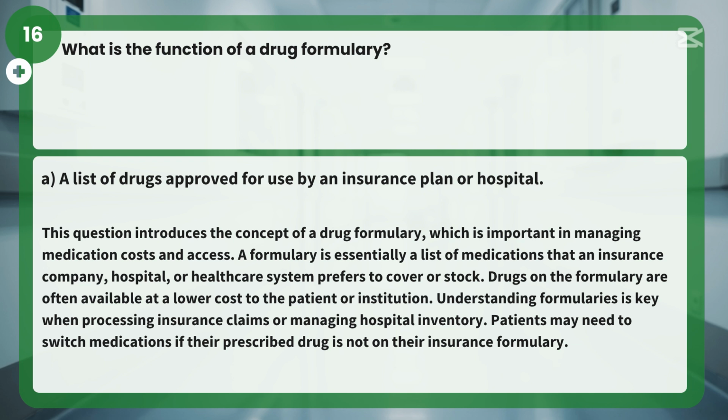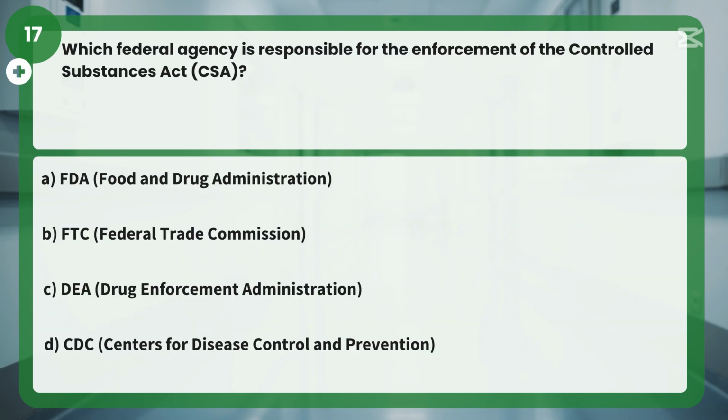Understanding formularies is key when processing insurance claims or managing hospital inventory. Patients may need to switch medications if their prescribed drug is not on their insurance formulary. Question 17. Which federal agency is responsible for the enforcement of the Controlled Substances Act, CSA? A. FDA, Food and Drug Administration. B. FTC, Federal Trade Commission. C. DEA, Drug Enforcement Administration. D. CDC, Centers for Disease Control and Prevention.